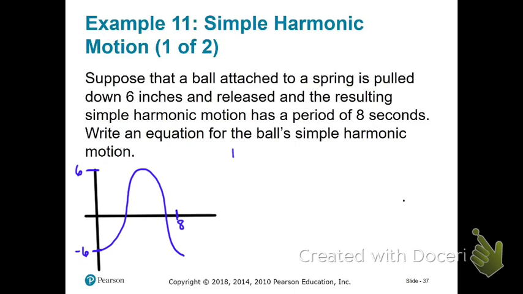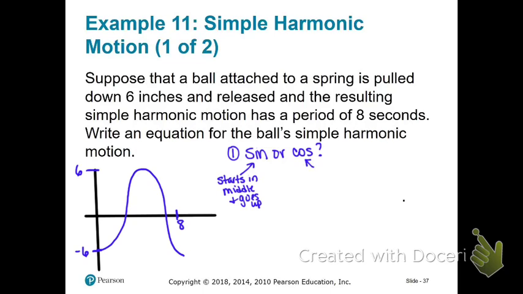So the first thing we need to do is decide, are we going to use sine or are we going to use cosine? Well, you're going to use sine if it starts in the middle, so if it starts at the center of the graph and goes up. Obviously this one doesn't start in the middle, so we're not going to use sine. But I wanted to point out, if it starts in the middle and it goes down, you're still going to use sine, but you're going to use negative sine instead.